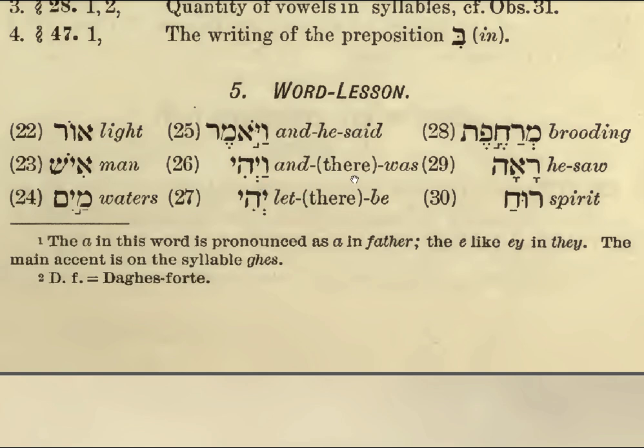Vayihi, and was, and there was. Yehi, let be, you know, let there be. Merachefet, brooding, hovering, hanging around. Ra'a, he saw. Ruach, spirit or breath, or even wind.